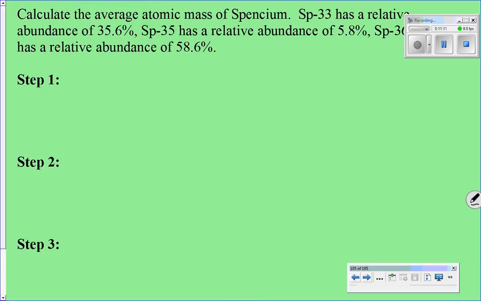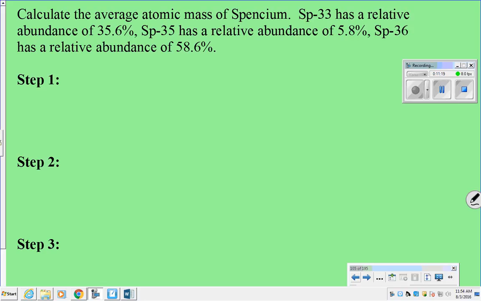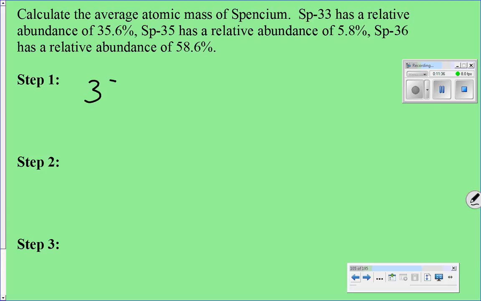So Spencium is a very important isotope, a very important element. It has a couple of different naturally occurring isotopes. Spencium-33 has a relative abundance of 35.6%. Spencium-35 has a relative abundance of 5.8%. Spencium-36 has a relative abundance of 58.6%. So my first step, I'm going to take each of my percentages and put them into decimals.